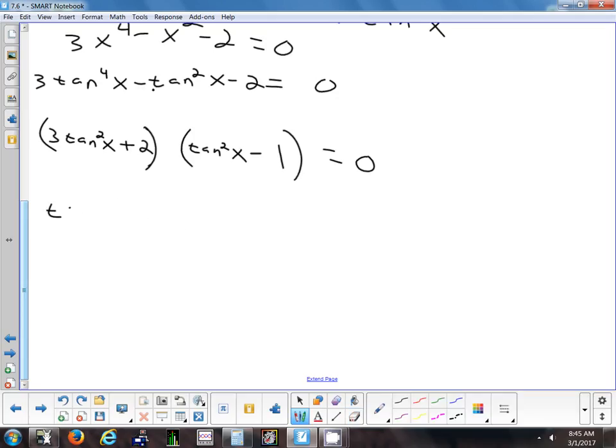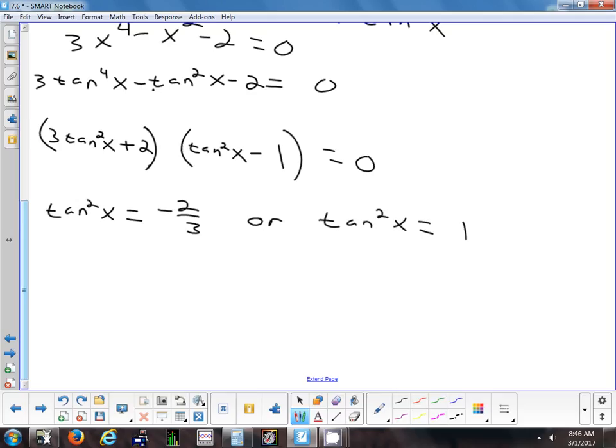Set them equal to 0. So in the first one, what will tangent squared x equal? You have to move the 2 and 3. Negative 2 over 3. Or, what will tangent squared equal in this one? 1.